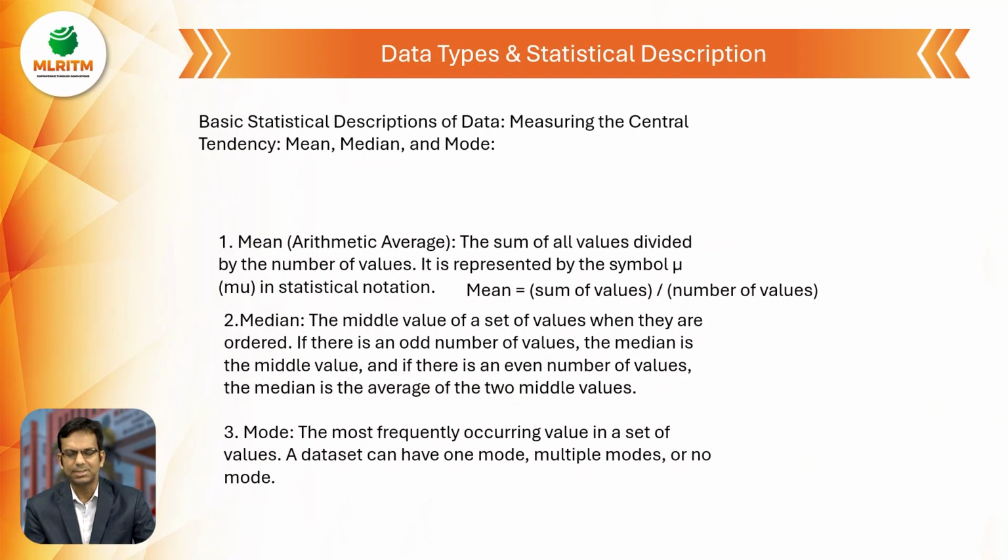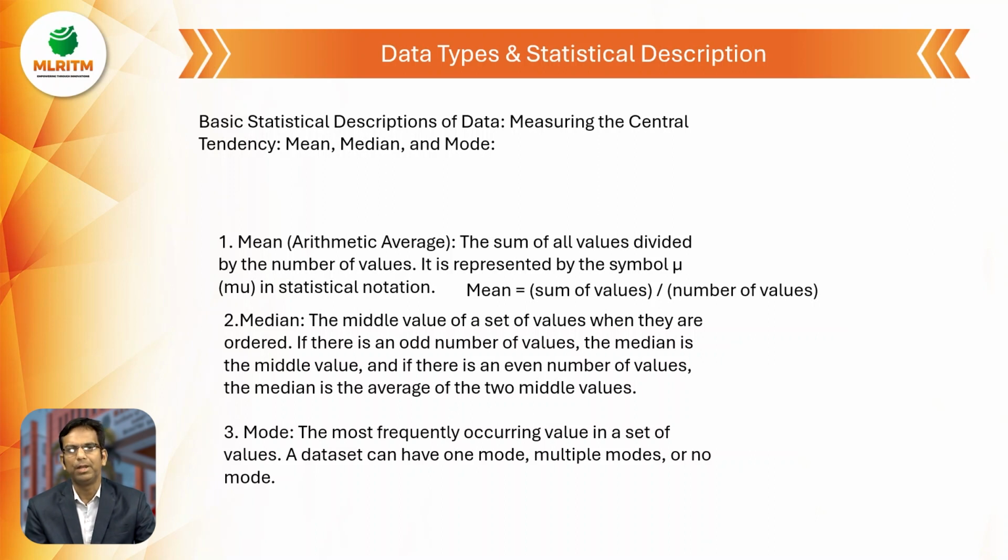Then basic statistical descriptions. As we discussed just now, basic statistical descriptions of the data depend on mean, median and mode. If you look at the mean value, mean is equal to sum of values divided by number of values. The sum of all the values, and the total number of values. The sum of values divided by the total number of values will be calculated as the mean.